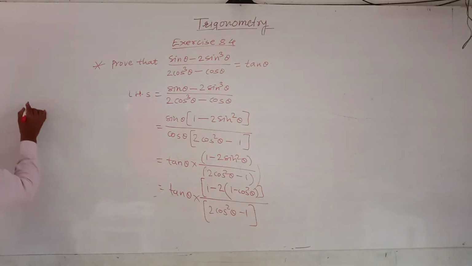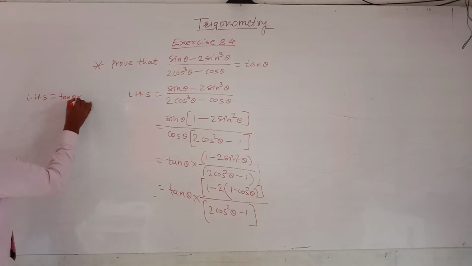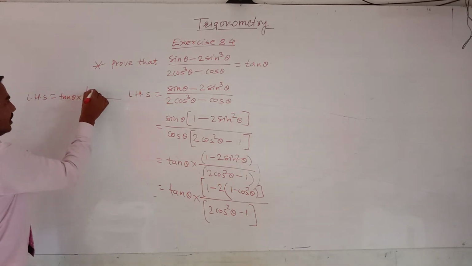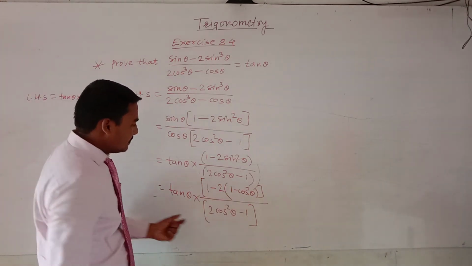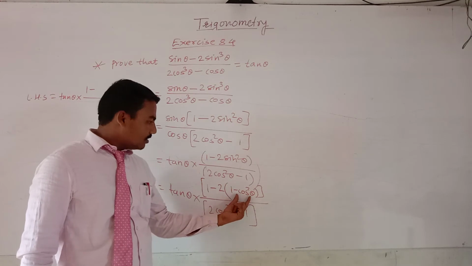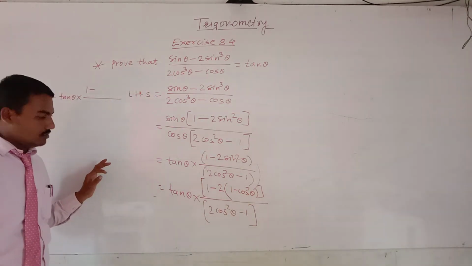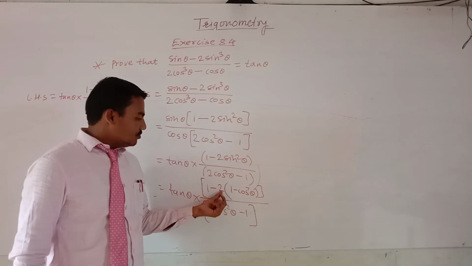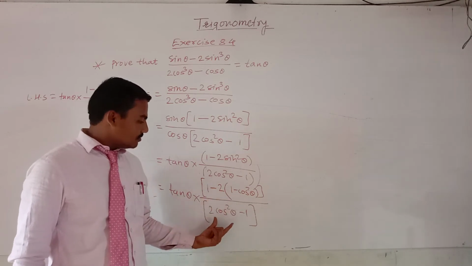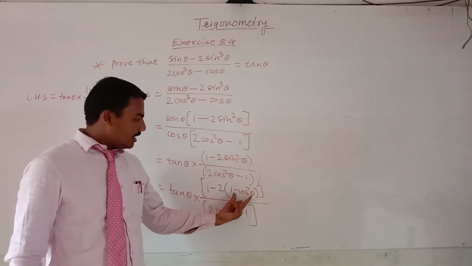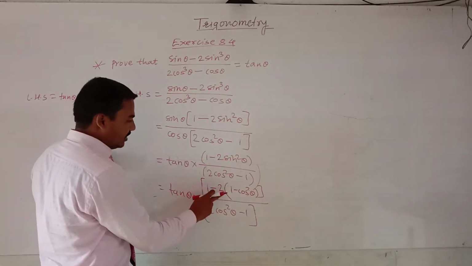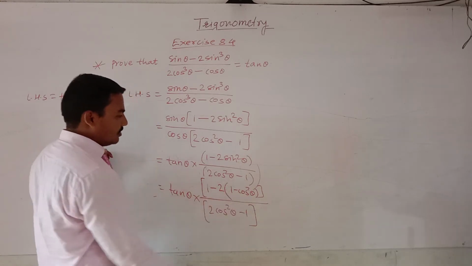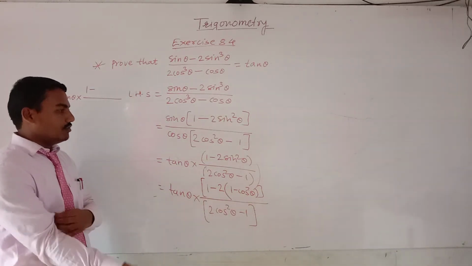Okay, so it becomes tan theta into 1 minus. Okay, so how it becomes? Next, what we have to do? 1 minus 2. So I got the cos theta, but it is not 2 cos square theta minus 1. It is 1 minus 2 inside bracket 1 minus cos square theta. So what we have to do now?